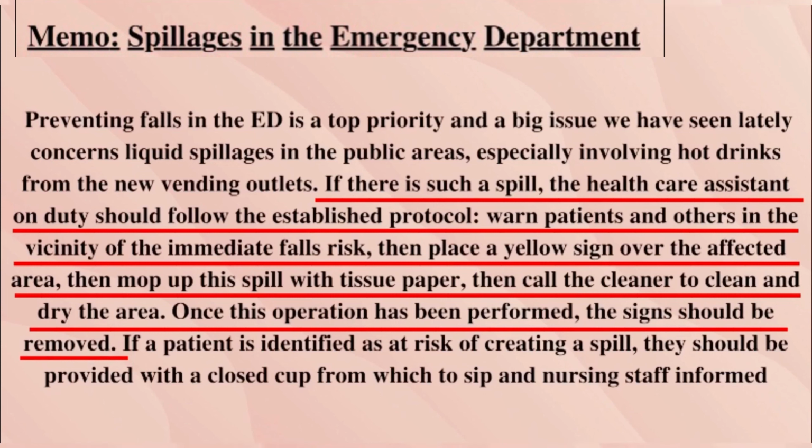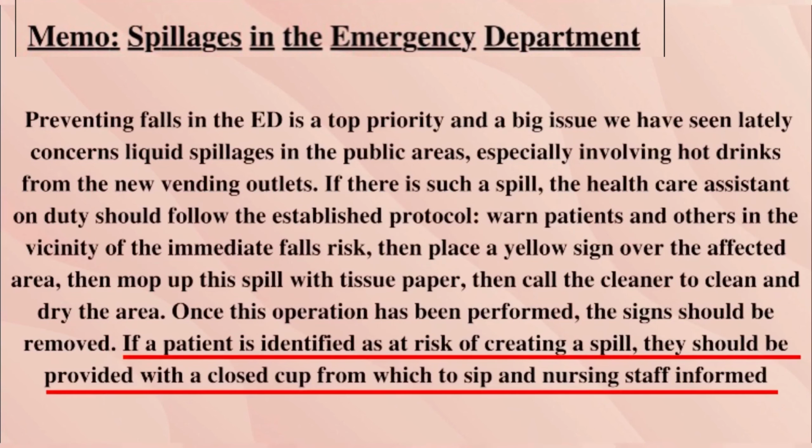Moving on to the second sentence, it says when such an incident happens, the assistant on duty needs to follow the already set protocol and they need to warn the patients and others about the risk of falls. Secondly, they need to place a sign and mop the area using a tissue before they call the cleaning personnel. Once the area has been cleaned, they can remove the sign. So, these are the things that an assistant on duty needs to do when somebody spills something in the emergency department. The final sentence of the text says, if there is a possibility that a patient might cause a spillage, you need to provide them things to prevent it and inform the responsible staff.